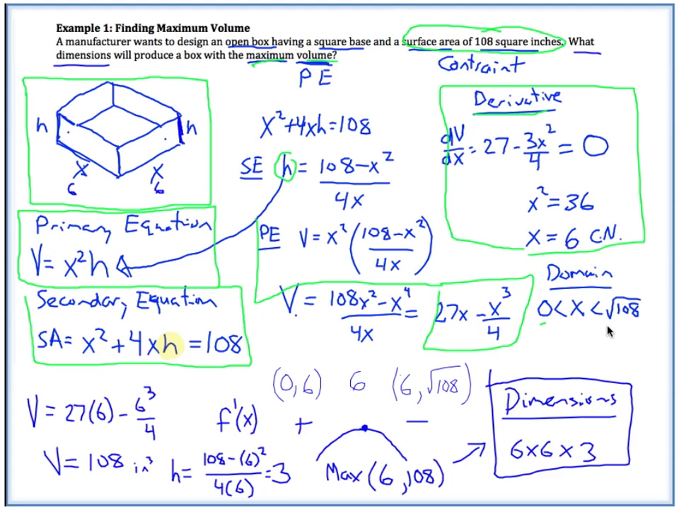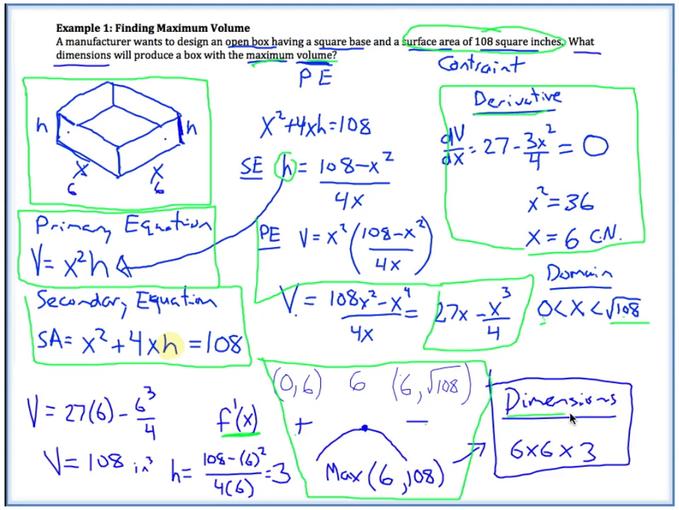Next, we looked at our domain just to make sure that this critical number was in the domain, and we also talked about our endpoints. So if we had 0, then we'd have a volume of 0, and if we had the square root of 108, we'd have a volume of 0 as well. So we knew that those could not be our maximums. Then we went ahead and did the first derivative test right here. So we checked the sign of the derivative to the left and the right, and we did find that it was a maximum. Just for fun, we found the volume by plugging in our x into the primary equation.